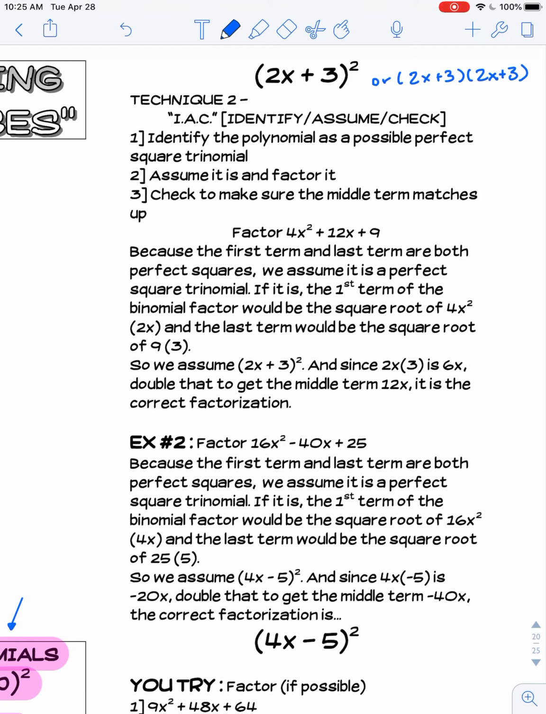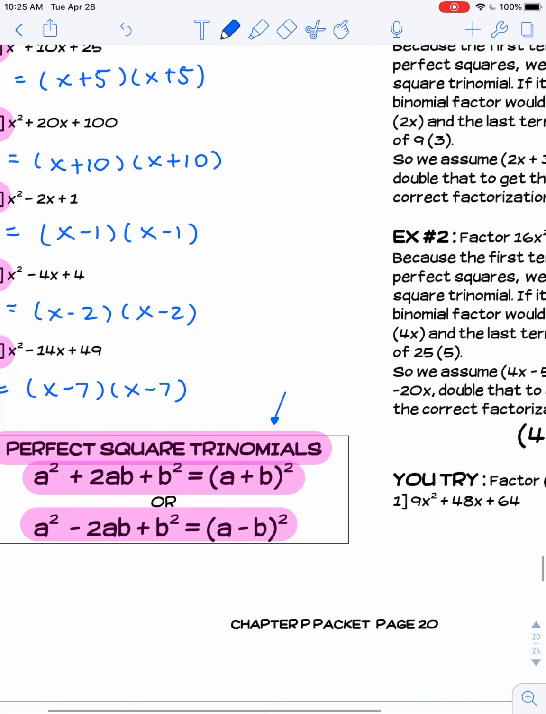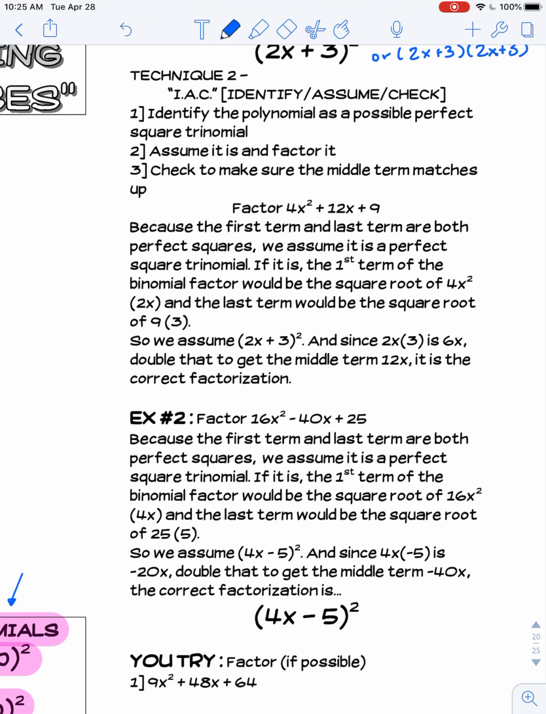So you have to look. Does it have a squared? Does it have b squared? And does it have plus 2ab in the middle or minus 2ab in the middle? So you can assume it is and factor. And number 3, check to make sure the middle term matches up. Okay, so let's look at this example again.